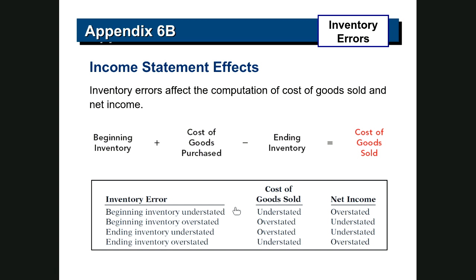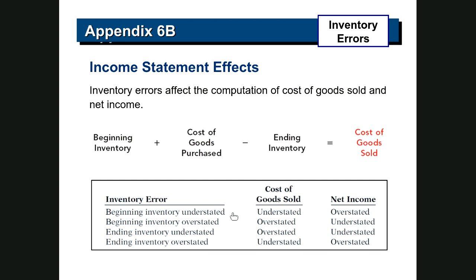Do these numbers make sense to you? I have 1,000 in beginning inventory. Purchases of 2,000 minus ending inventory 1,500. Cost of goods sold 1,500. Sales price 5,000, cost of goods sold 1,500. Net income 3,500. This is the accurate number. Now, what does it say?